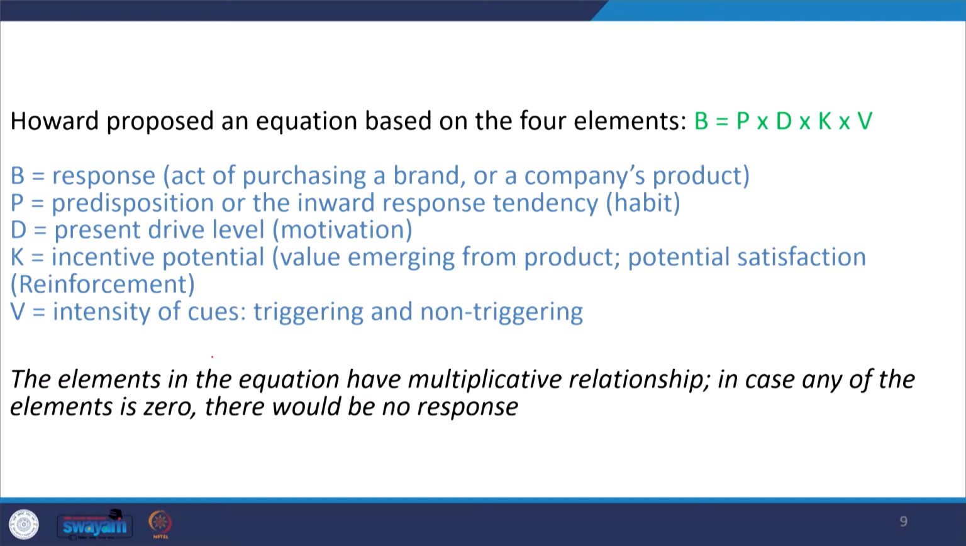Now when you talk about K, it is basically talking about incentive potential, which simply means the reinforcement. What is the value that will be emerging from the product or the offering which you'll be presenting to the prospect or the customer, and the potential satisfaction emerging from it. Now when you talk about V, it is basically intensity of cues, which means the triggering and non-triggering elements. Now let's discuss briefly, or let me leave you with that thought process.